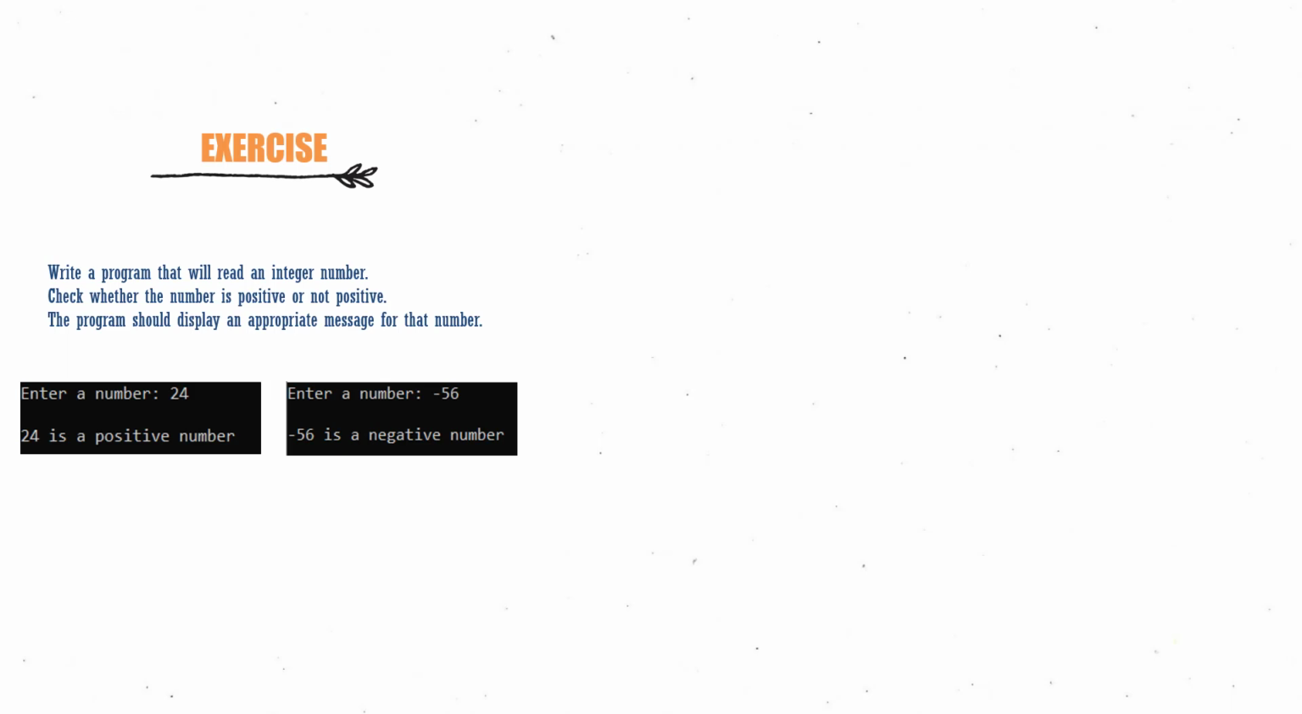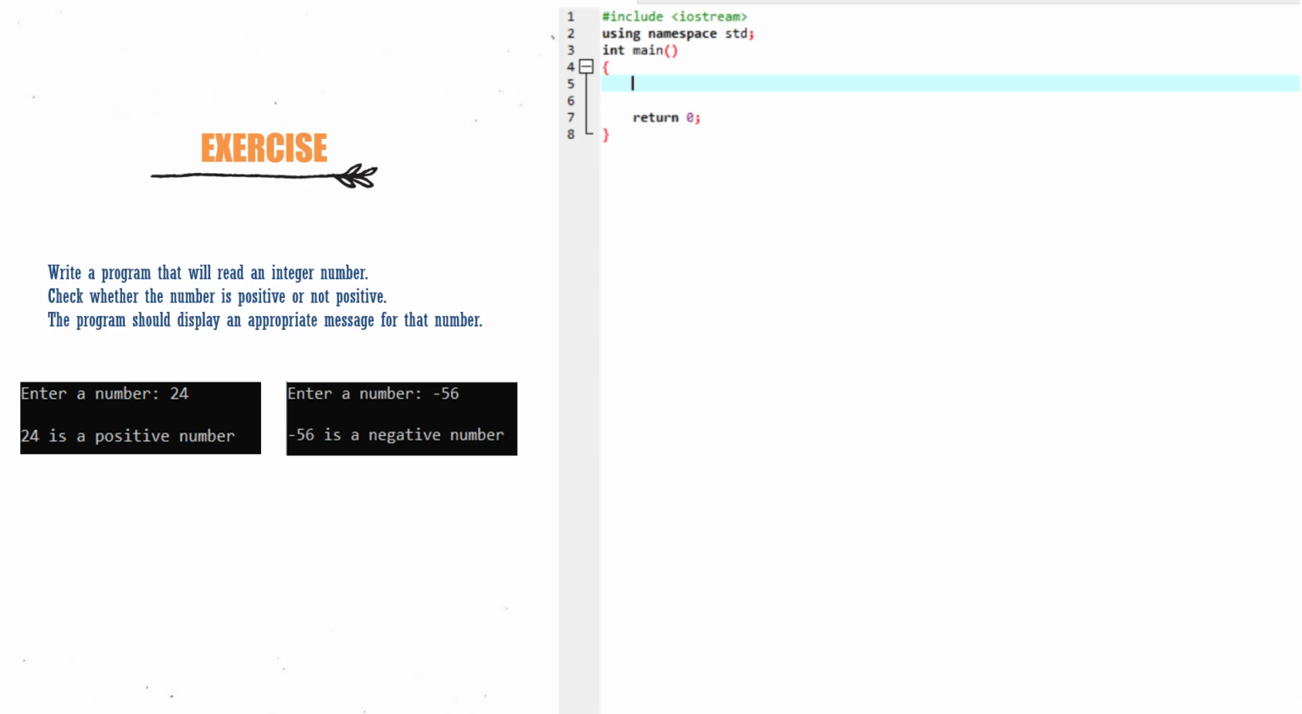So how do we determine whether a number is positive or negative? Let us try and write a program for that. The first thing that we need is an input. To do an input, of course you need to ask the user first, enter a number.